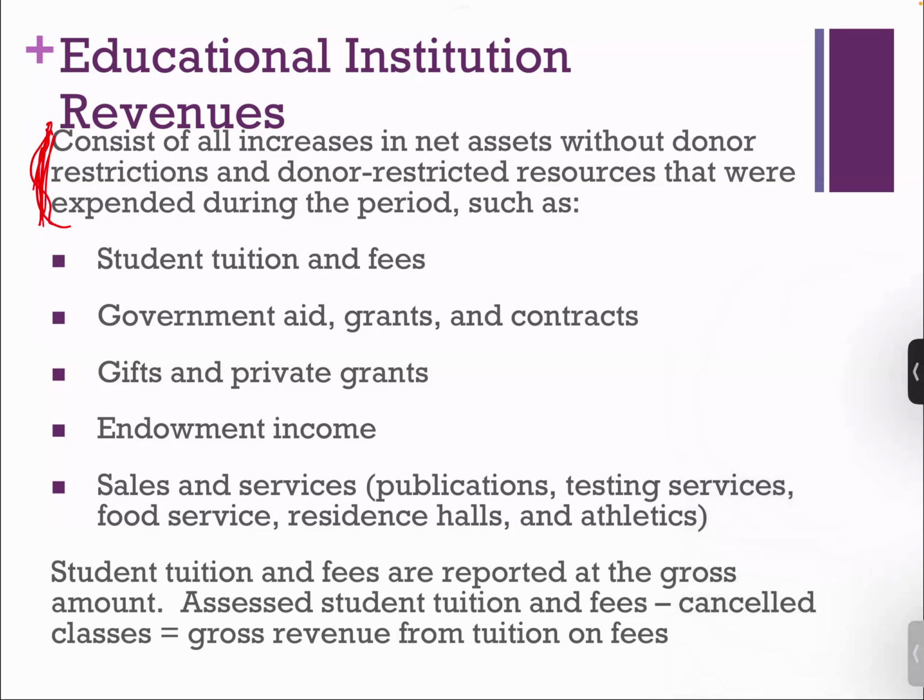So your student tuition and fees, this is where they seem to test around this concept a little bit. They're reported at the gross amount: assessed student tuition and fees minus canceled classes is what your gross revenue would be. What they try to do is get you to include other things to subtract off the gross amount. So you just start with the assessed student tuition fees, then subtract any refunds for tuition or canceled classes, but that's it. Don't subtract other things. And that gets you to your gross revenue.